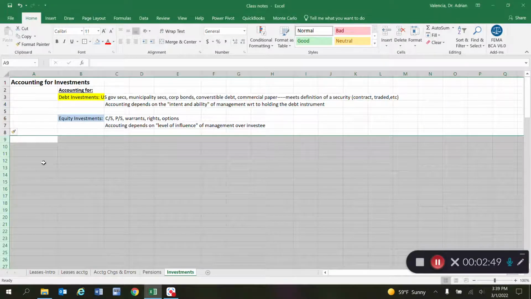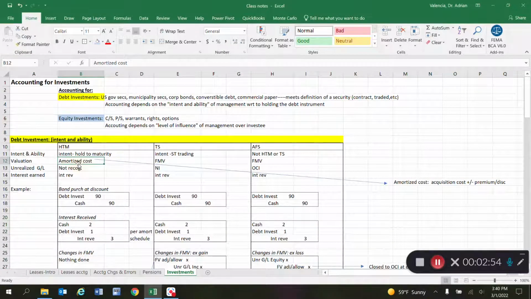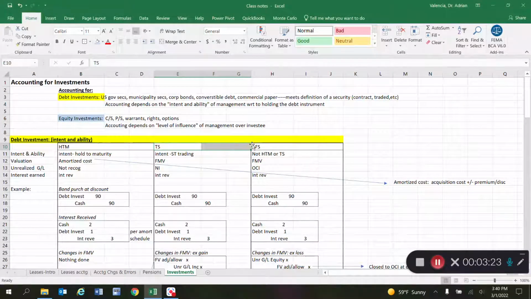So let's look at debt investments here. And I know this initially looks a little scary, but let's go ahead and do this step by step. So in terms of debt investments, the key again is to look at the intent and ability of the company with respect to that particular instrument. So depending on that, we have three classifications. We can either have an instrument being carried as held to maturity, trading security, or available for sale.